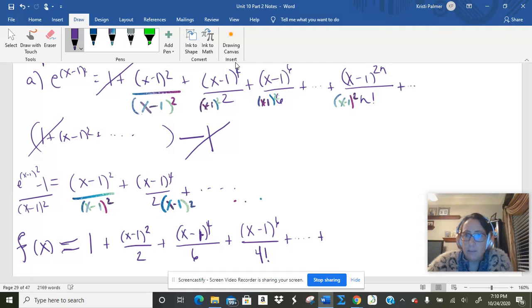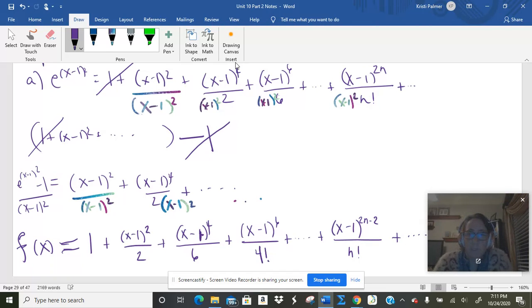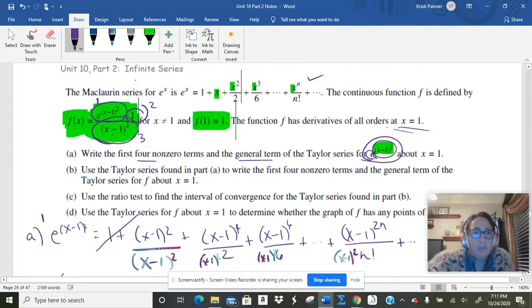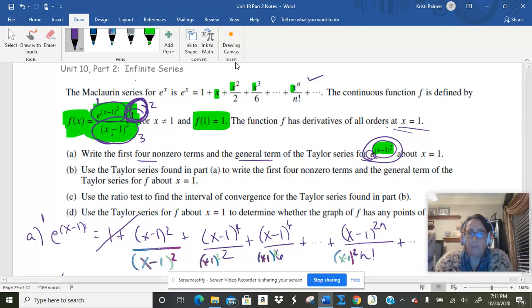Plus dot dot dot plus, and we can simplify that. (x minus 1) to the 2n minus 2 over n factorial plus dot dot dot. Okay. So we really just had to make sure we understood the steps. And I will tell you, I have seen kiddos who try to subtract 1 from every single term. And that's not true. This just says take what you had and subtract 1 time. It's not like you're multiplying or dividing by every single term. And that's usually the biggest mistake right there.